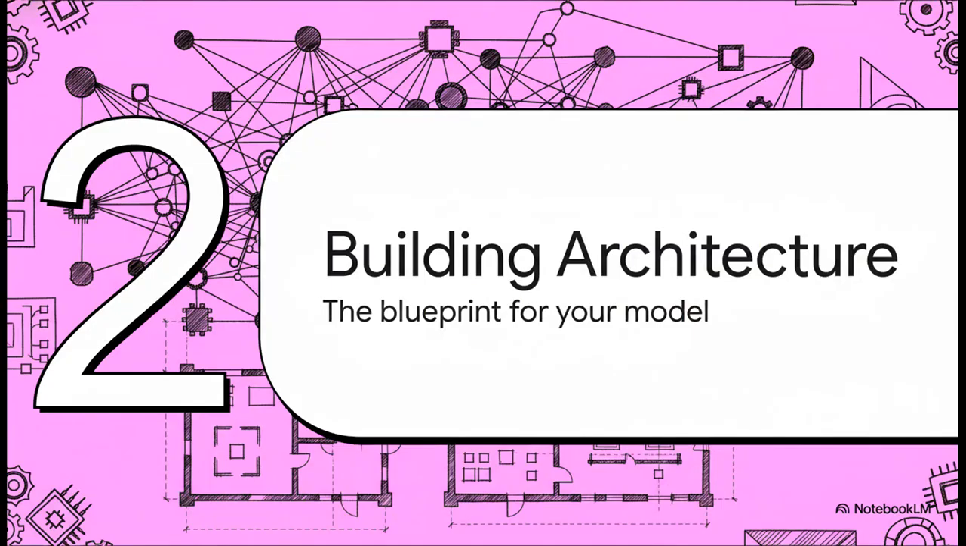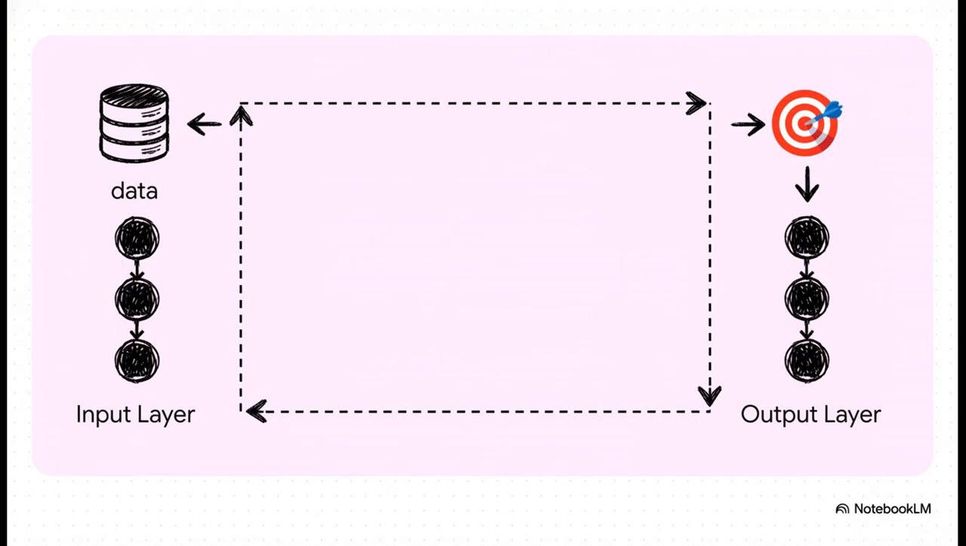All right, let's move on to our first big step, building the network's architecture. I'd like to think of this as creating the actual blueprint for our model. Every network has to start somewhere and end somewhere, right? It's got an input layer and an output layer. Now, the size of these isn't really a creative choice. It's dictated by your project.